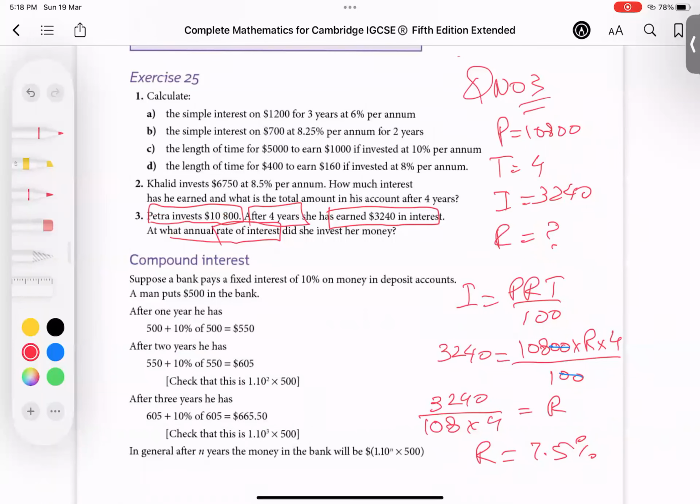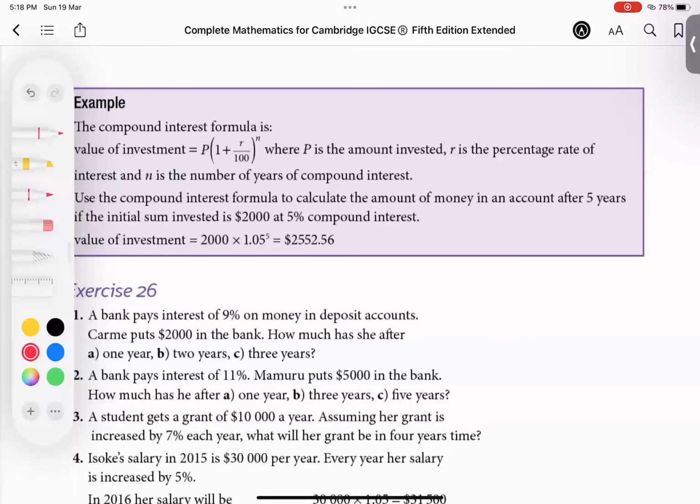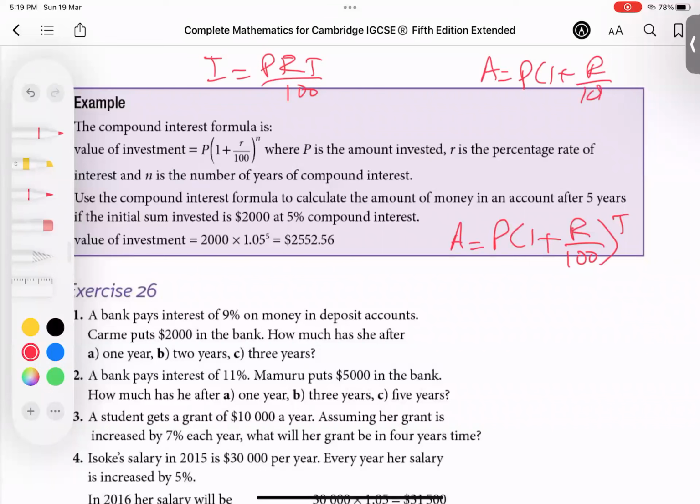And now I'm going for compound interest. Yes, students, now I'm going for compound interest, and the formula is mentioned on the top here. You can see this formula, but I write it again for you. A is equal to P times 1 plus R divided by 100, to the power T. I want to make clear what the difference is between simple and compound. Simple interest: I is equal to PRT by 100. And compound interest: A equal to P times 1 plus R by 100 to the power T.